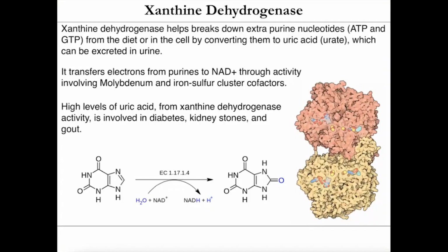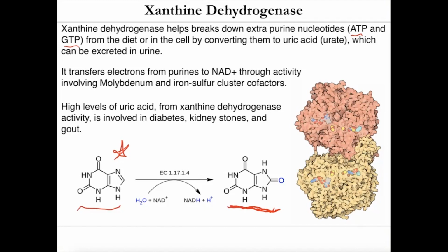So xanthine dehydrogenase is a pretty cool enzyme too. What xanthine dehydrogenase does is it helps break down extra purine nucleotides, so that's ATP and GTP from either your diet or just from your cell if you have excess amounts of ATP or GTP. And it does this by this reaction here. It converts these ATPs or GTPs into uric acid, or urate, which is shown right here. Urate can be excreted and is a normal component of urine. That's how it gets the name.